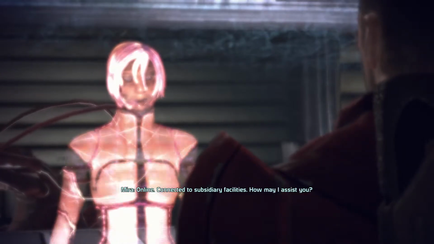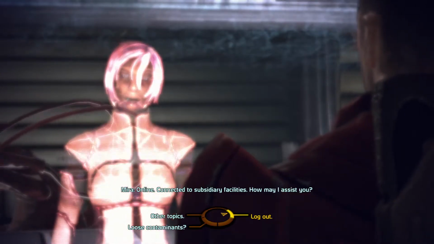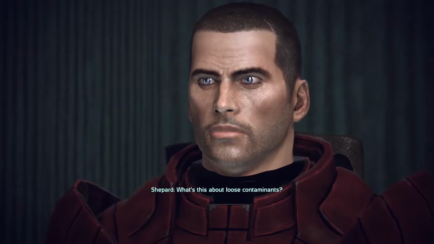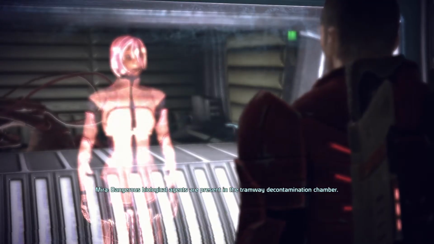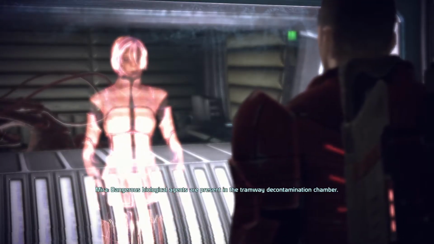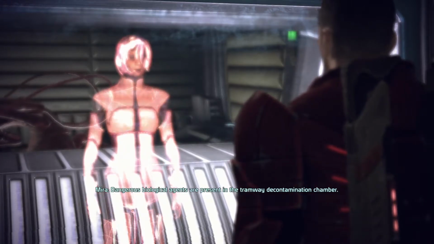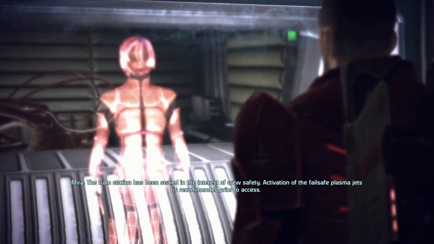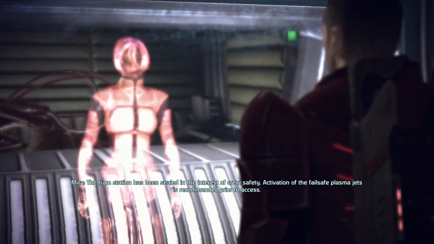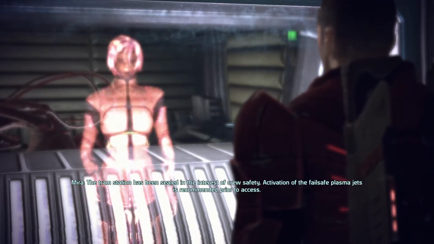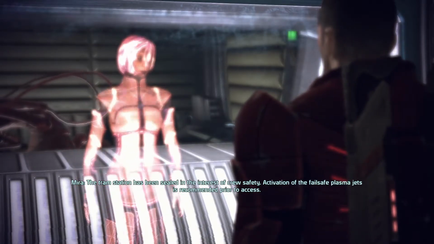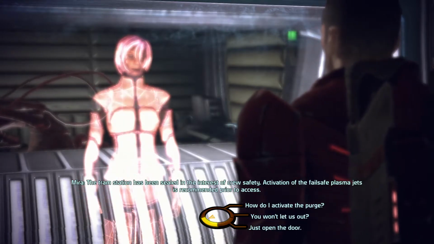Online, connected to subsidiary facilities. How may I assist you? What's this about loose contaminants? Dangerous biological agents are present in the tramway decontamination chamber. The tram station has been sealed in the interest of crew safety. Activation of the fail-safe plasma jets is recommended prior to access.